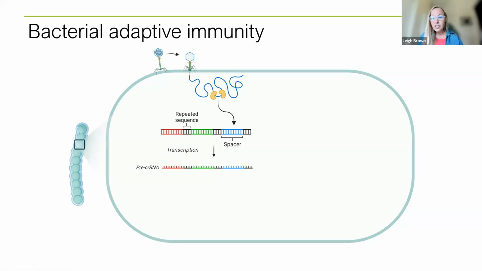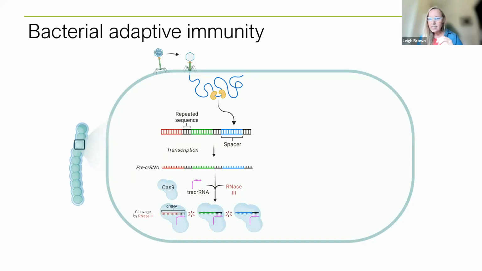The CRISPR array is transcribed into one long piece of RNA by RNA polymerase, and that long piece of RNA is called the pre-CRISPR RNA, pre-crRNA, you'll see that. Another RNA binds with that pre-CRISPR RNA, and they associate with Cas9, and then there's an enzyme that will cut that pre-CRISPR RNA into individual pieces, so they each complex with that Cas9, and the RNAs have the spacer from one virus, okay? So at the bottom here, you can see that there are different Cas9 CRISPR tracer RNA complexes here, and each one of these is specific to one of these viruses, okay?